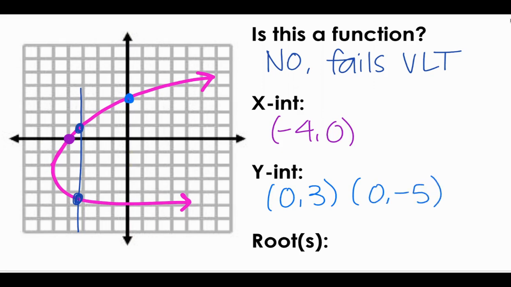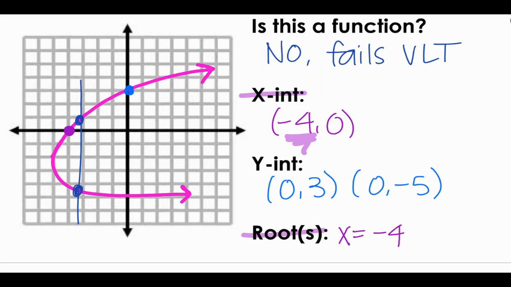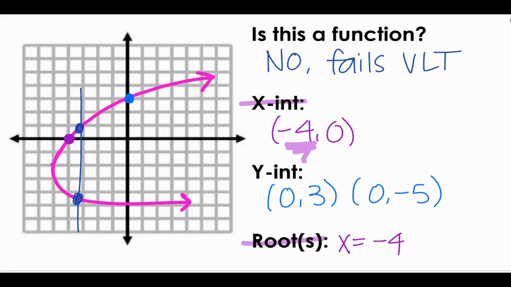And again, remember your x-intercept and your roots. These are the same things. You are just taking that first x value. So you say x equals negative 4. Whoops, my screen, there we go. The screen froze for a second. All right, negative 4.